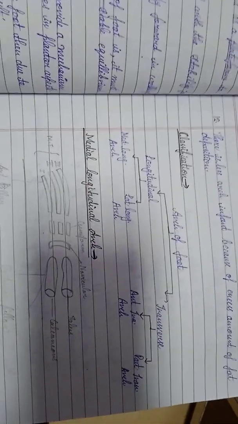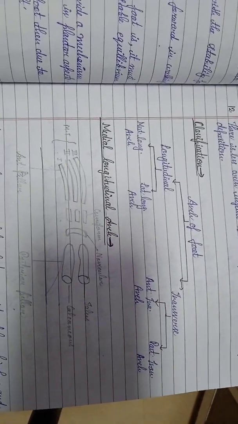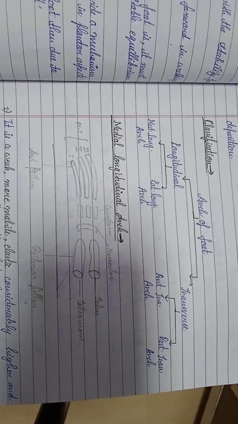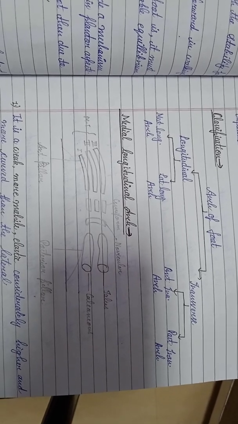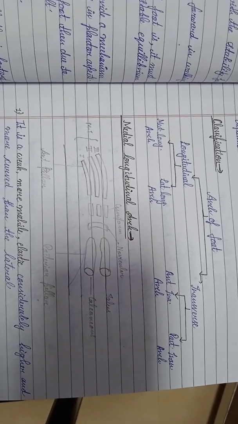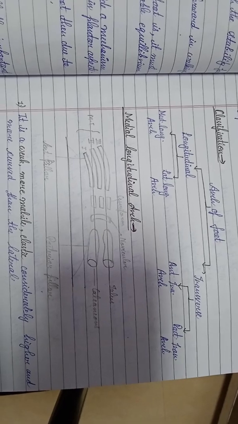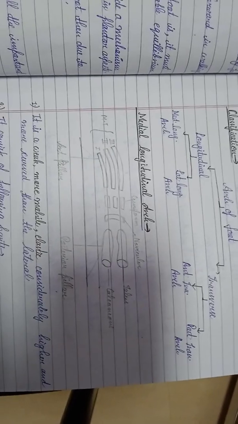Classification of the arch of the foot: it is divided into two parts, longitudinal and transverse. Then the longitudinal is divided into two parts, the medial longitudinal arch and the lateral longitudinal arch. And the transverse arch is again divided into two parts, the anterior transverse and the posterior transverse arch.